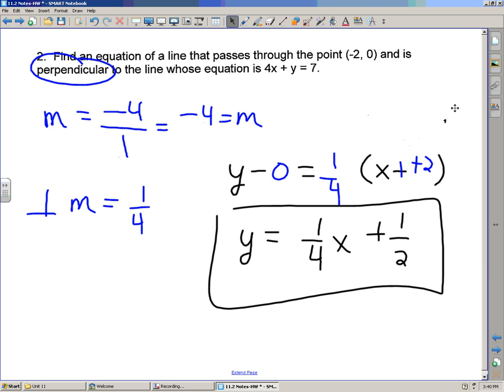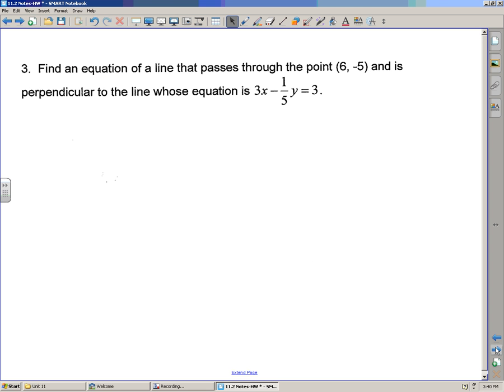Okay. Then we get to number 3. Find an equation of a line that passes through the point 6, negative 5, and is perpendicular to the line whose equation is this. So again, in terms of doing the shortcut, I will do it like this. My slope is negative a, negative 3 over b, negative 1/5.